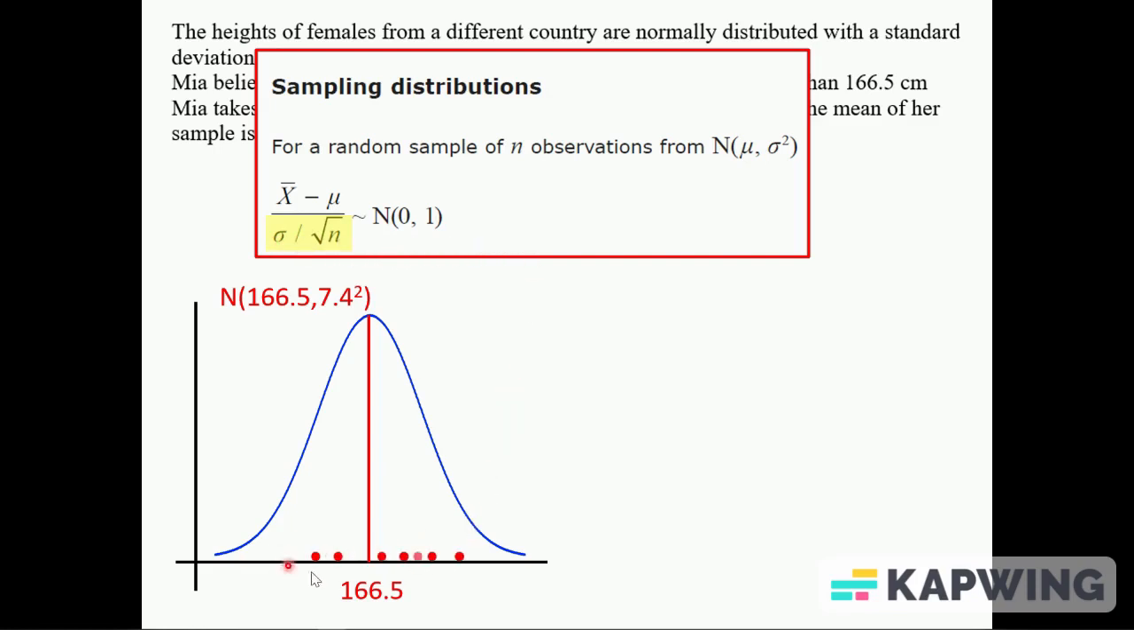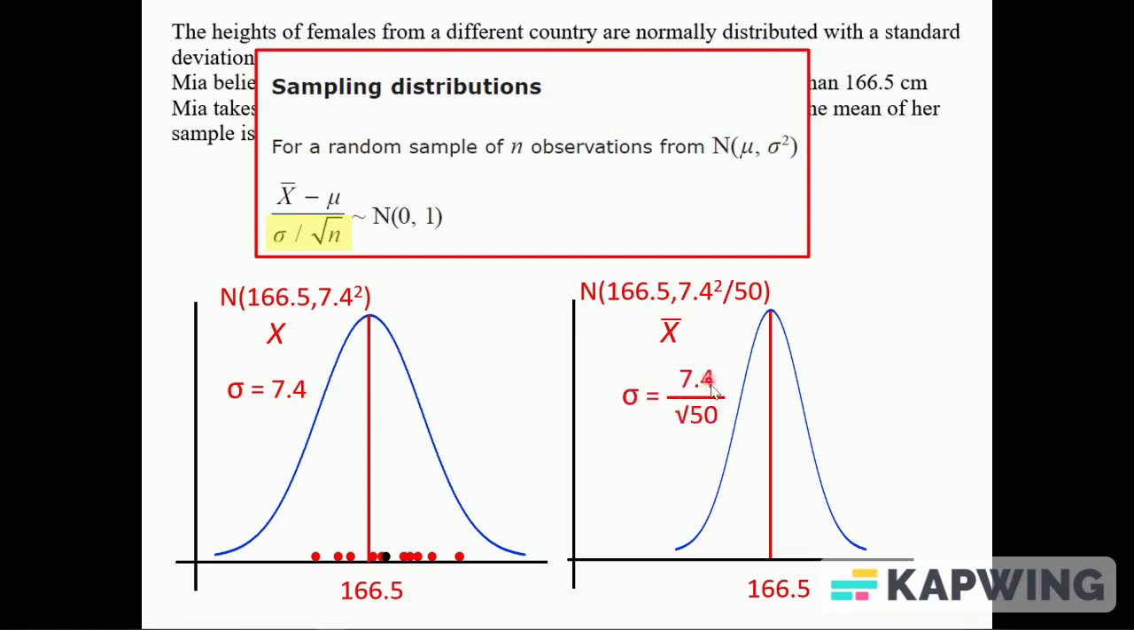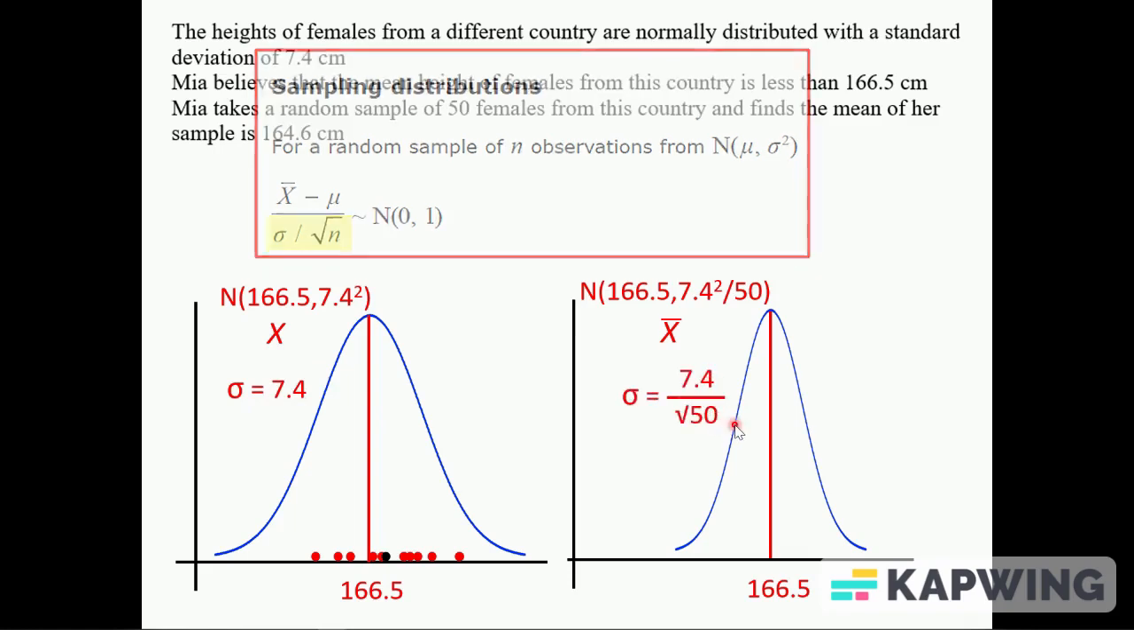And that's really because if we took a sample like this, the mean of the sample is going to be in the middle of the whole sample. So it's going to be much closer to the mean of the population, which is at 166.5. So it's going to have a thinner normal distribution like this. Still got a mean of 166.5 though. And like I say, this one's got a standard deviation of 7.4 over root 50, or a variance of 7.4 squared over 50. So here's the x, and this is the x bar. That's got a sigma of 7.4, and this has got a sigma of 7.4 over root 50.